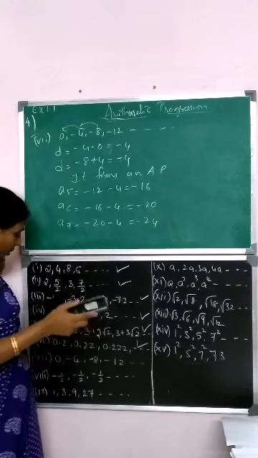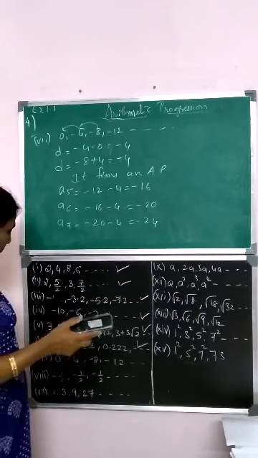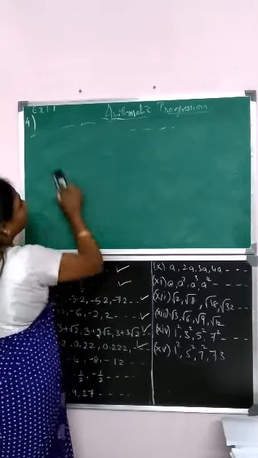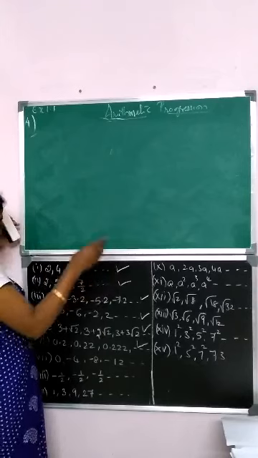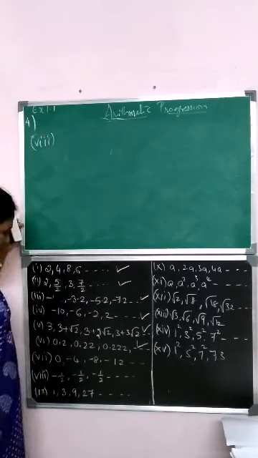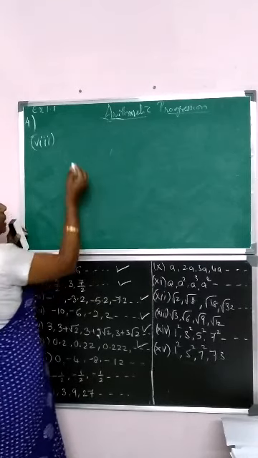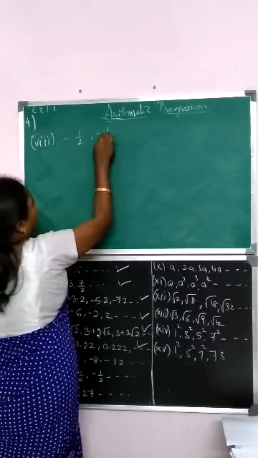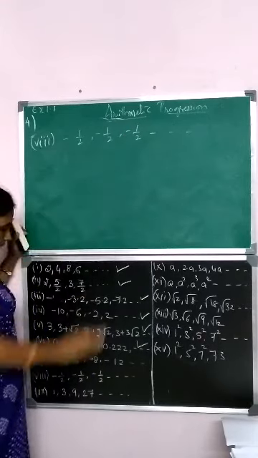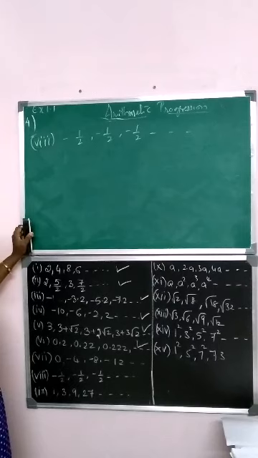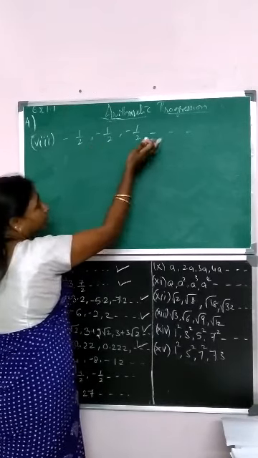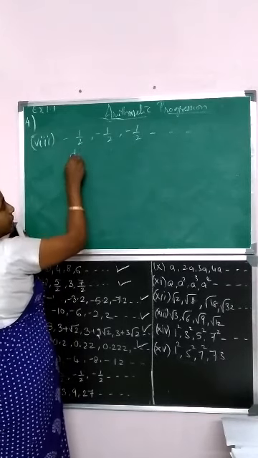Okay, let us go to the next problem. That is the 8th one. The 8th one is minus half, etc., and it continues. So you can just check that all are minus half. That means the difference is 0. When you add 0 to everything, you will get the next term. That means the difference here is 0.